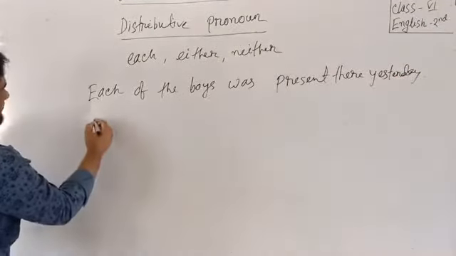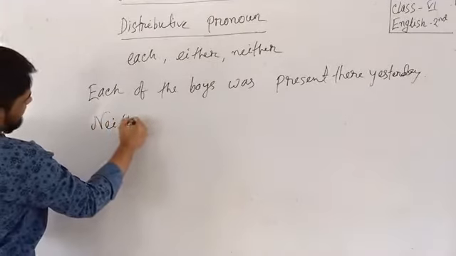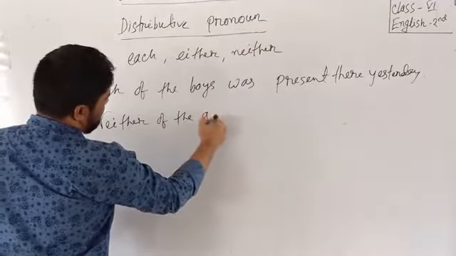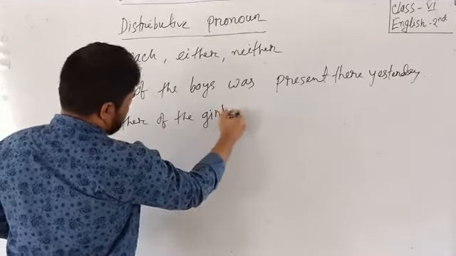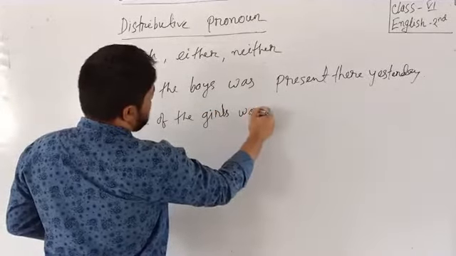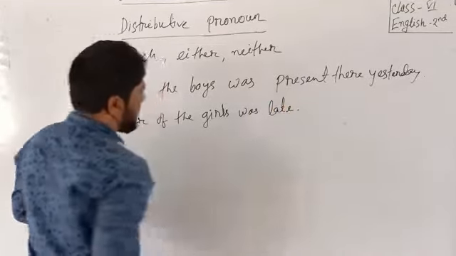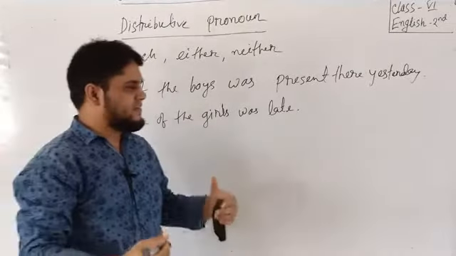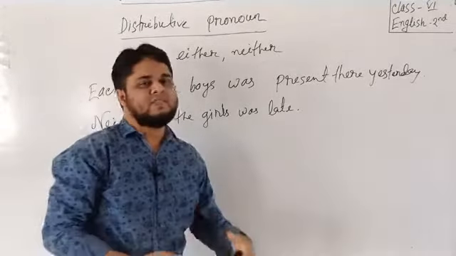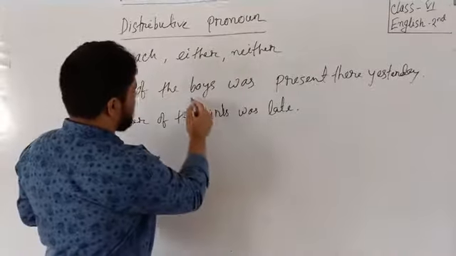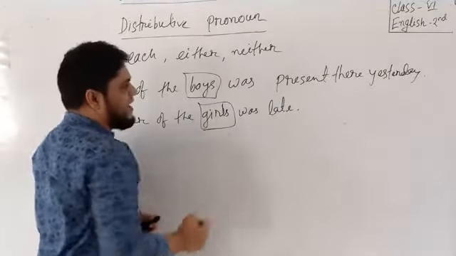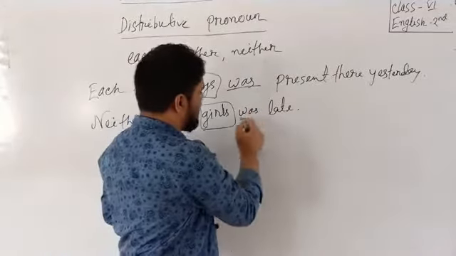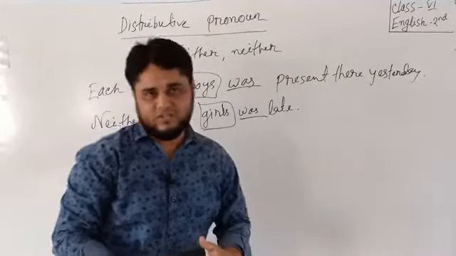And again, another example may be, neither of the girls is or was late. So my dear students, I think there is a possibility to make a mistake here. If you think that these boys or girls are plural in number and we have to use the plural form of the verb, it will be a wrong conception.